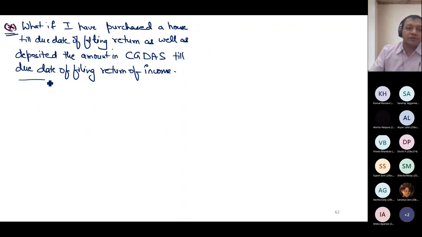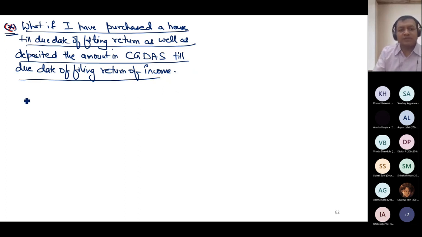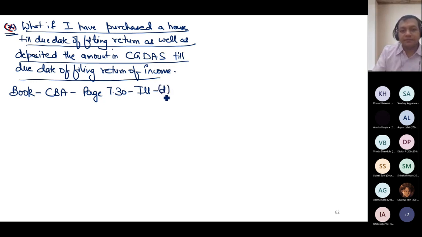This is a very problematic situation. Suppose the same example. Again, I will discuss this with the help of the illustration given in my book on the concept building approach, page 7.30. Illustration D. Now think logically about what is happening.